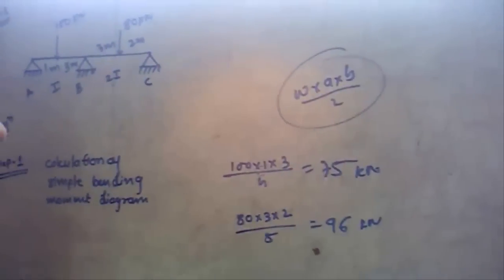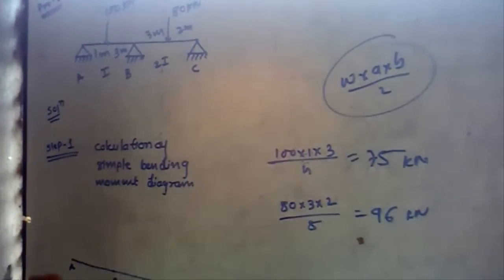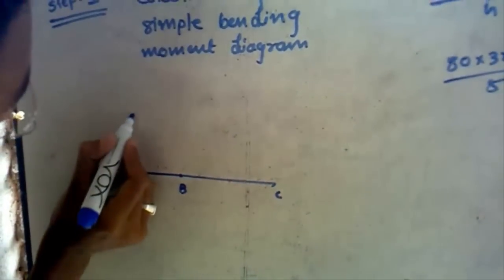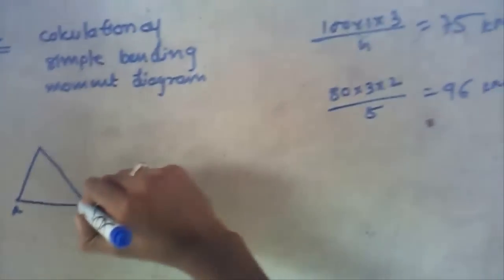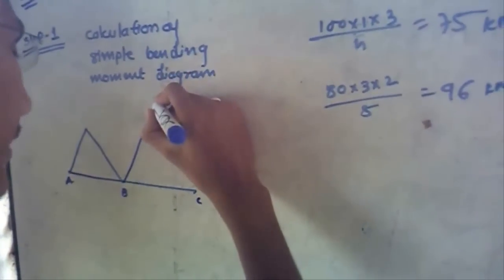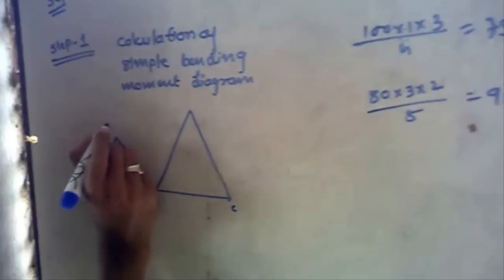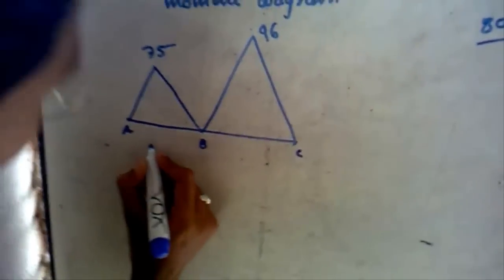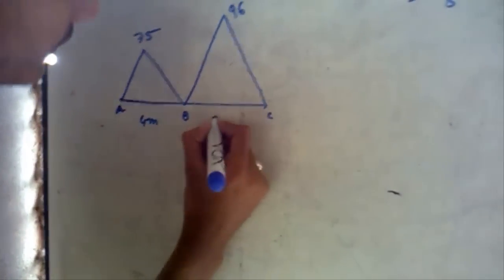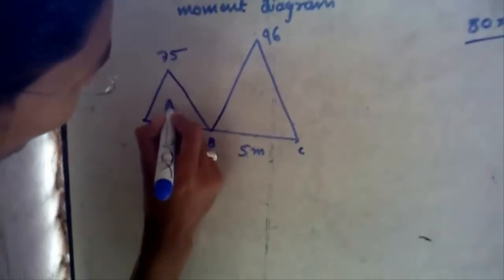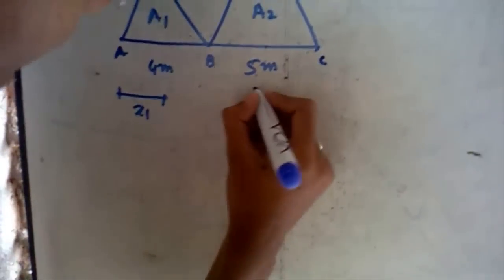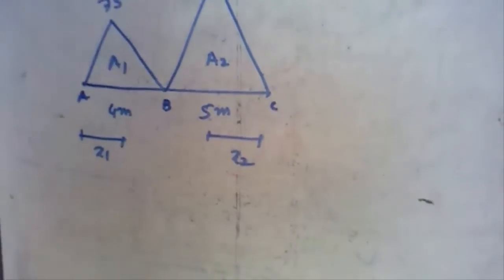With the help of this formula we are calculating the simple bending moment diagram. So the drawing of this simple bending moment diagram is like that: 75 and 96. This length is 4 meter and this is 5 meter. A1 and A2. This is X1 and this is X2.